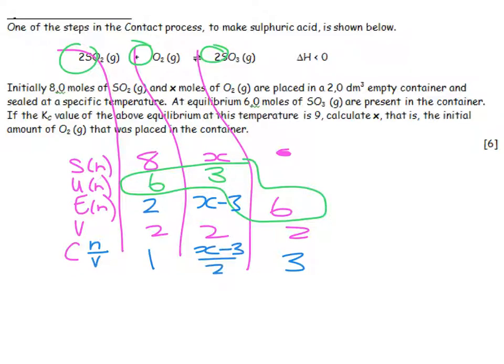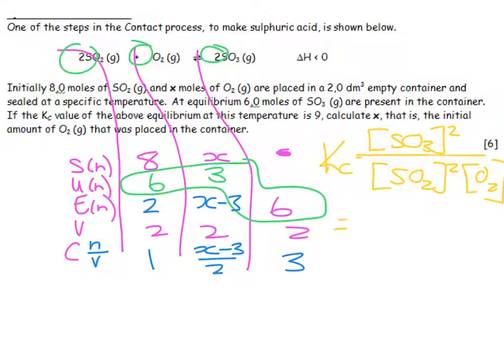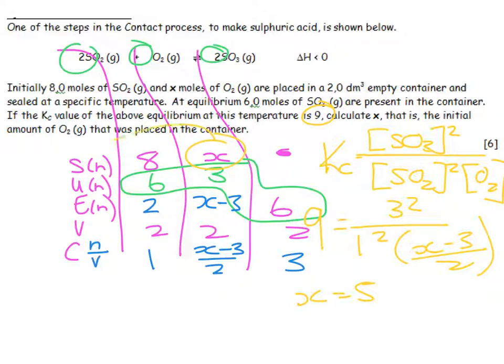Now we need to look at our Kc value. Not particularly difficult. Kc is equal to concentration of products raised to the power over concentration of reactants raised to the power. And I land up with 9, because they tell me the Kc value, is equal to 3 squared over 1 squared and X minus 3 over 2. Rearrange all of that and X turns out to be 5. What is it? Well, it's a number of moles, so it's 5 moles. No further calculation required. The X was a number of moles in the first place.